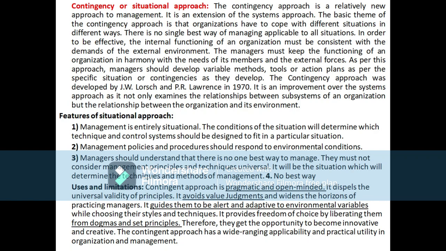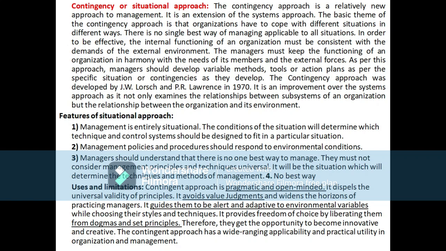The contingency approach is also called the situational approach. This approach is relatively new to management. It is an extension of the systems approach. In the systems approach we have studied that every organization is a system having subsystems, and for that we have extended to the contingency approach. It attempts to integrate the various schools of management thought.